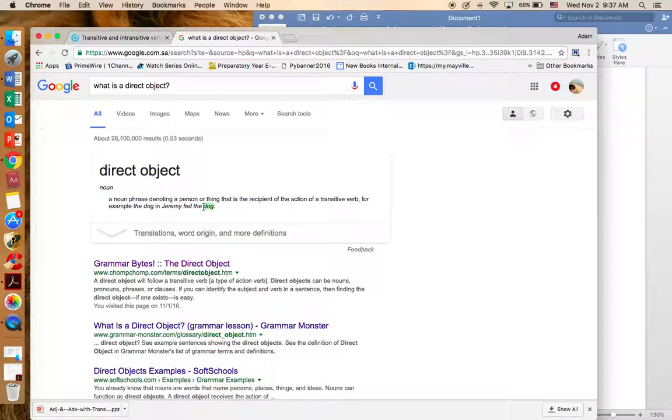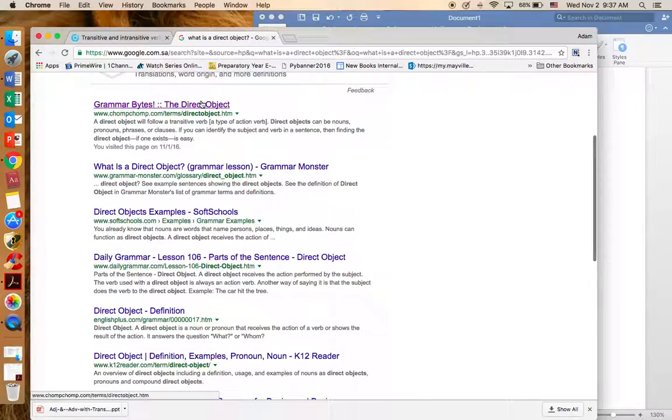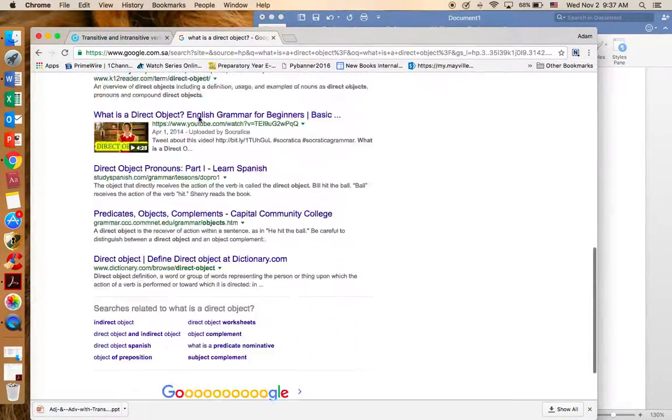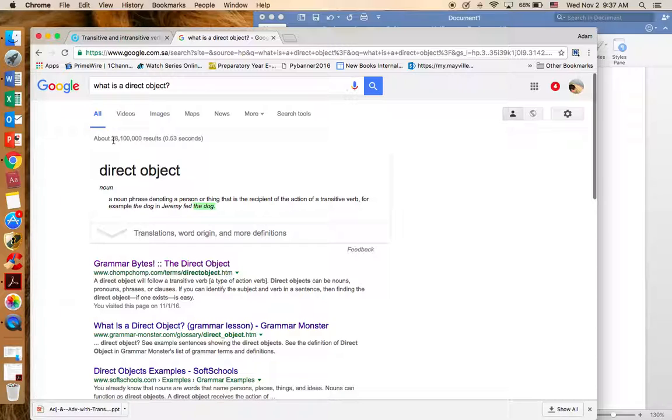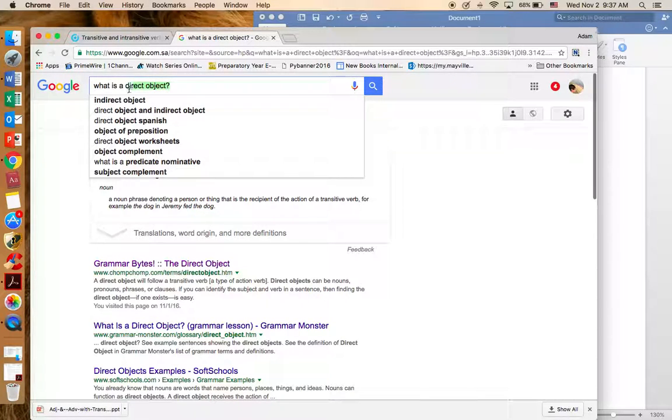If you don't like dogs, you put the cat. Jeremy fed his son. Jeremy fed his parrot. Anything there. This is the recipient of this action. Jeremy's the subject. This is our verb. Here's our direct object. It answers the question, what? What did Jeremy feed? Or who did Jeremy feed? And there are thousands and even millions of websites that you can use to look at that in more detail.